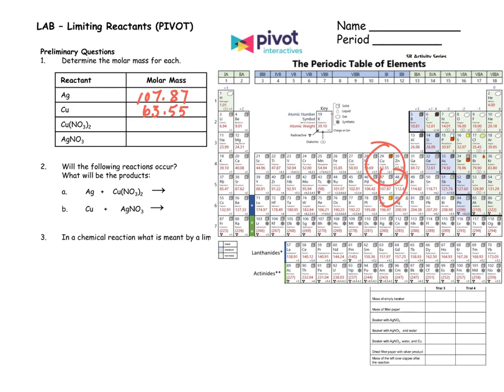The next one is a compound, copper nitrate, Cu(NO3) taken twice. So that will require a calculation. First we have copper, so I'm going to grab my calculator. Copper, 63.55 plus 2 N's, so plus 2 times 14.01 plus 6 O's, 6 times 16.00, 187.57.